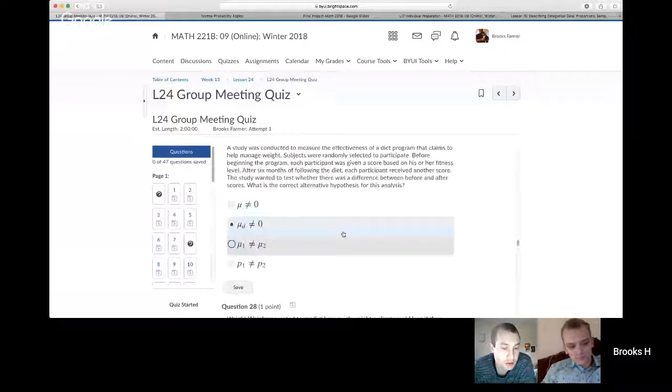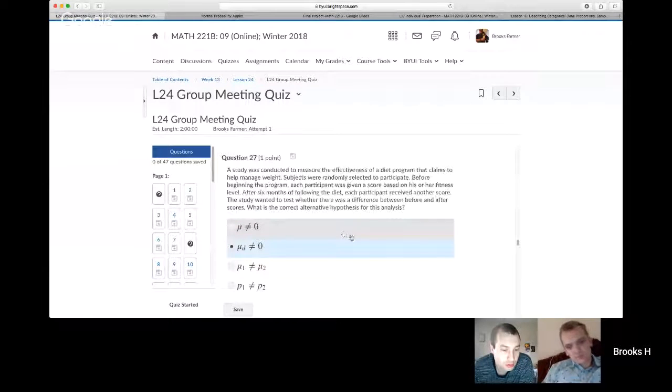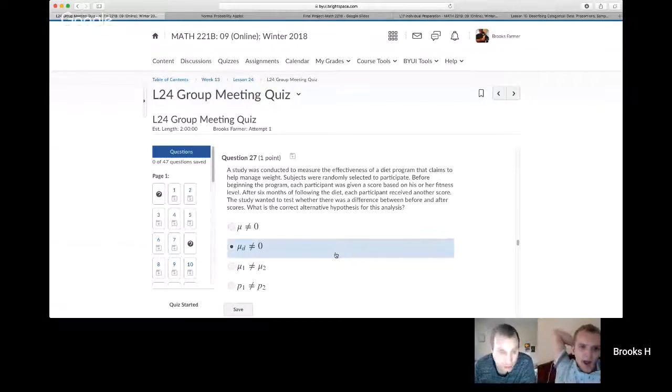Yeah, I think it's B. It's difference. Yeah, the mean difference is not equal to 0. Does that seem right to you, Spencer? Sure. Let me share screen again. Sorry. Which test are we using? I believe it's a paired t-test because they're looking for a difference between the two. Okay. Yep, you're right. Correct. All right.